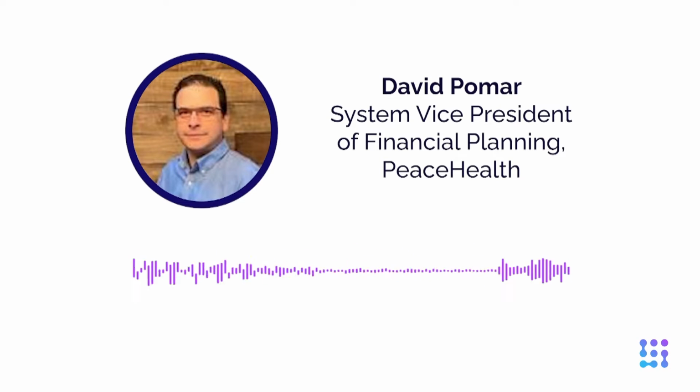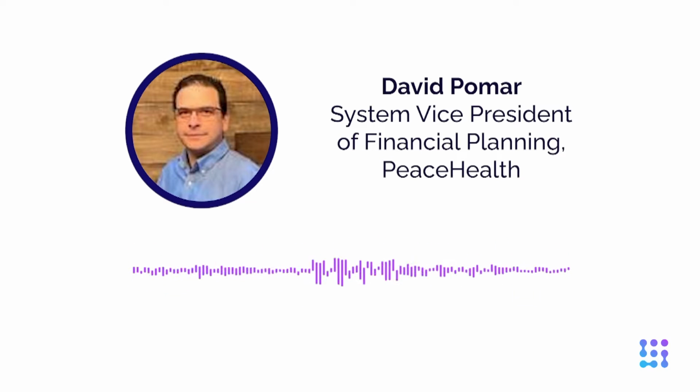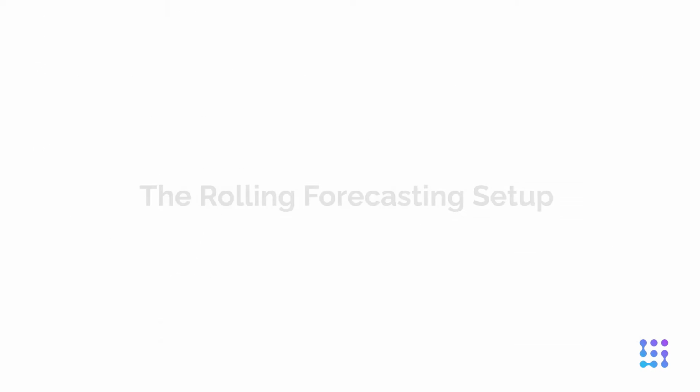And then just a couple of examples of network and facility level financial statements, as well as the departmental performance report or dashboard that we're using along with this tool. So as far as who we are, we're located in Washington, Oregon, and Alaska. We have 10 hospitals. We have 169 medical group locations. So you can get an idea of our scope and size of our organization.